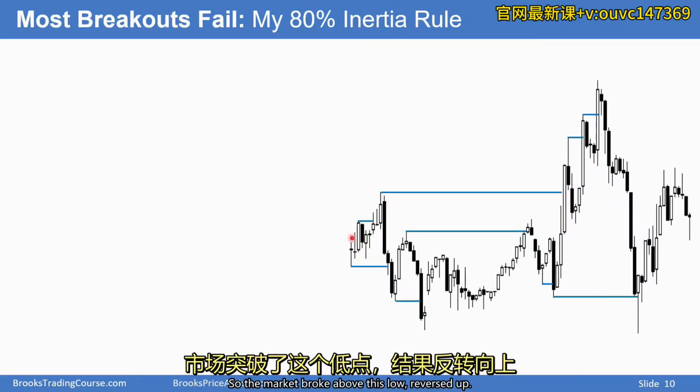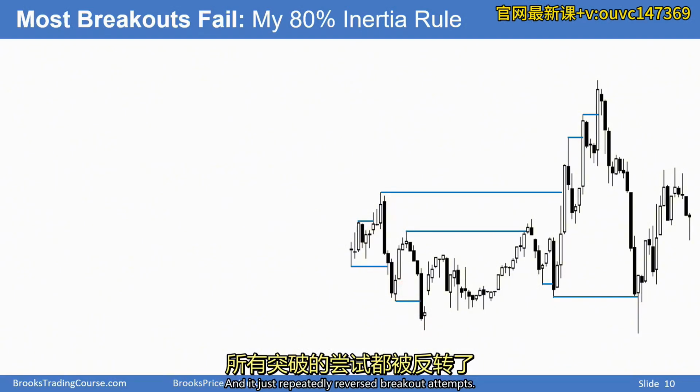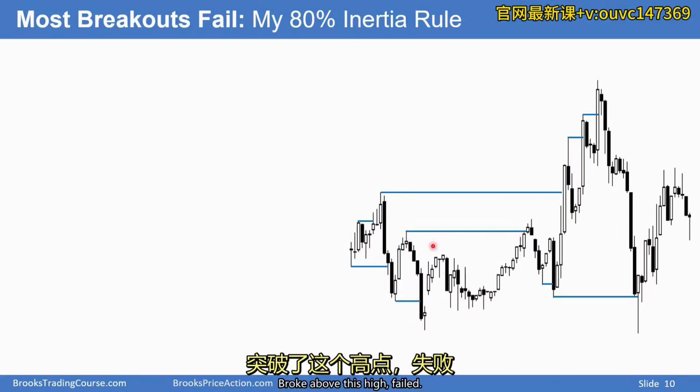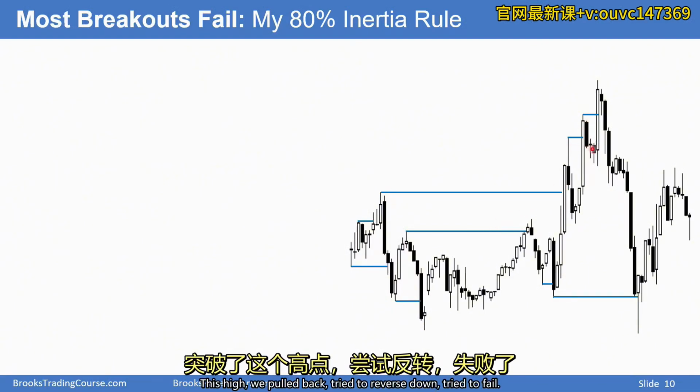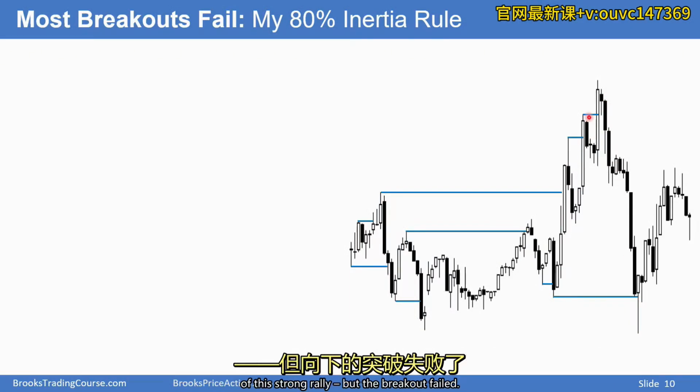So the market broke above this low, reversed up, broke above this high, reversed down. And it just repeatedly reversed breakout attempts. New high, failed. New low, failed. We tried to reverse up, failed. Broke to a new low, failed. Broke above this high, failed. Above this high, pulled back. This high, we pulled back, tried to reverse down, tried to fail. Here we tried to reverse down and we succeeded. We broke below the bottom of this strong rally. But the breakout failed.